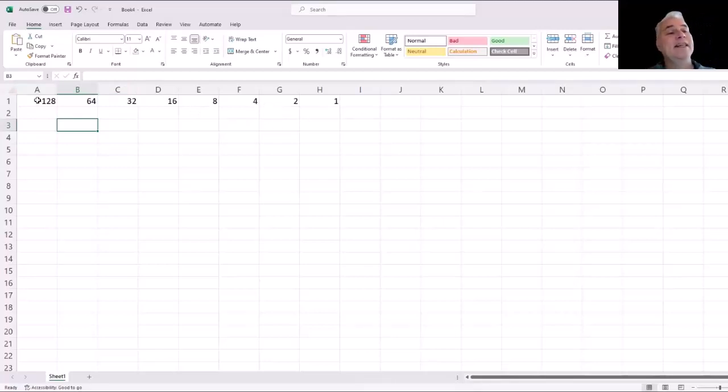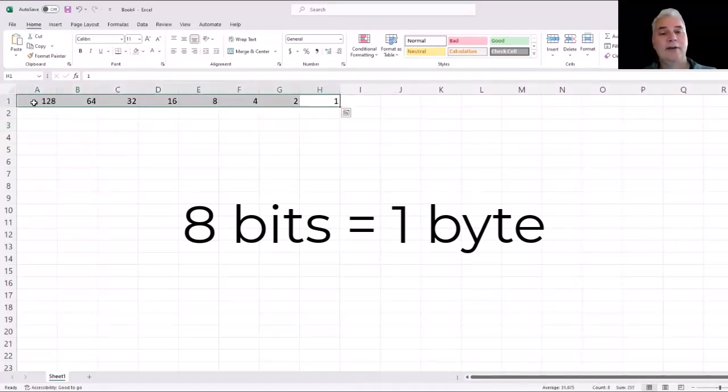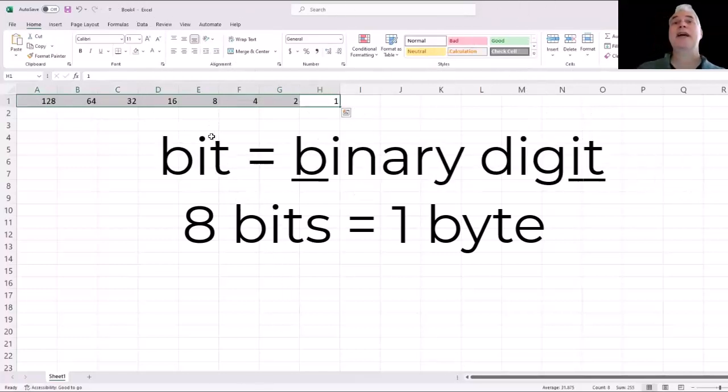But basically, these are going to represent 8 bits together, which is a byte. So that's good for our vocabulary. A bit stands for binary digit. It's a 1 or a 0. But when you have a group of 8 bits together, it makes a byte.